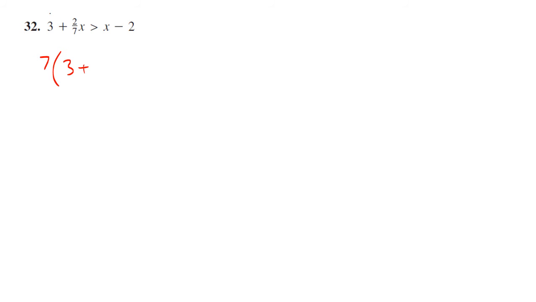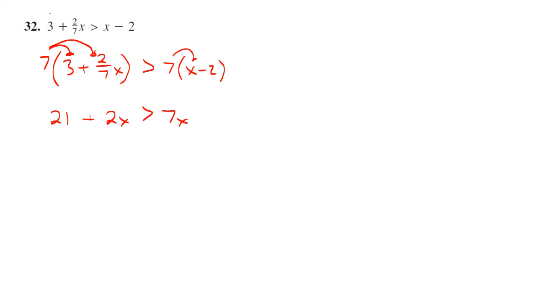So 7 multiplies the left-hand side. 7 multiplies the right-hand side. All right, as we do this, multiply the 7 to the 3 makes 21. As you multiply the 7 to the 2 sevenths, remember that was the whole point. The whole point was actually canceling off these little 7s here. Is greater than, distribute the 7, 7 times x. 7 times negative 2, or minus 2, makes negative 14.